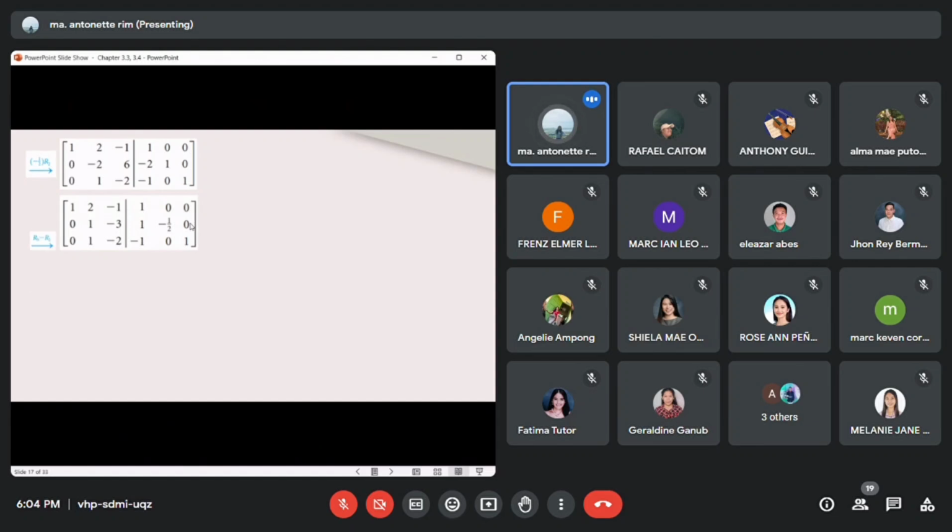Next, we subtract row 3 minus row 2, so that the third row, third column becomes positive 1, and the other entry becomes 0. The same purpose. So 1, 2, negative 1, 0, 1, negative 3, and 0, 0, 1. So we are halfway to the identity matrix. This is what happened on the other side.